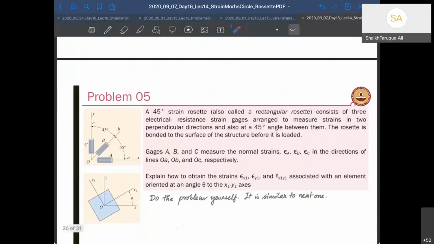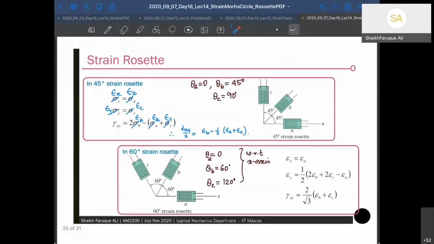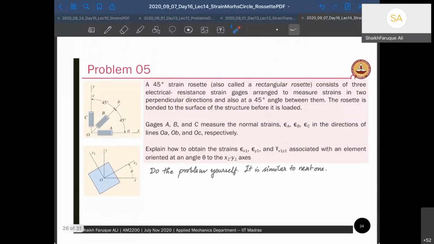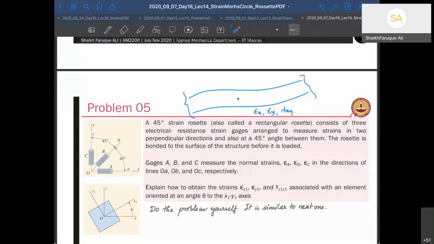Now, we have to solve one problem related to this. So the objective here is, you have a material body, something like this. I have a body like this, and I want to find strain here at this point. So my unknowns are epsilon x, y, and gamma xy, right? These are my unknowns. Therefore, what I'll do, I'll put strain gauges along this.